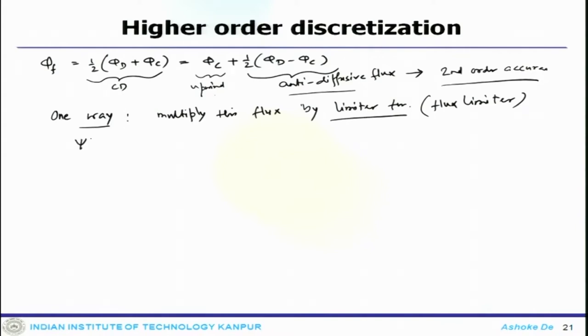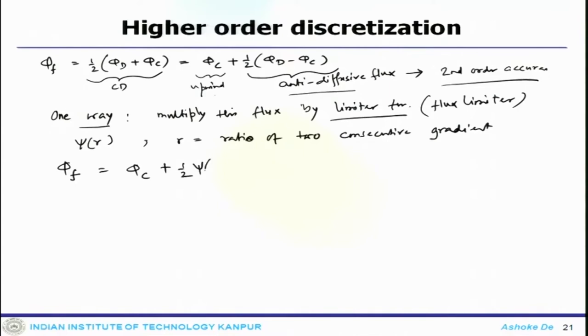So, one can denote such a limiter like psi r. r is usually taken as the ratio of two consecutive gradients, and phi f can be calculated as phi c plus half of psi r_f times phi d minus phi c, where r_f is phi c minus phi u over phi d minus phi c. So, u is the upstream node, d is the downstream node, and c is the node which we are concerned with.